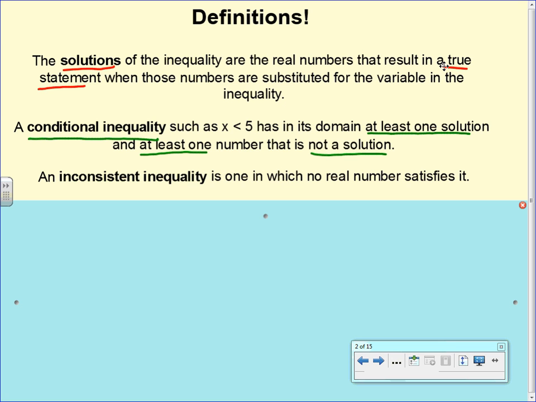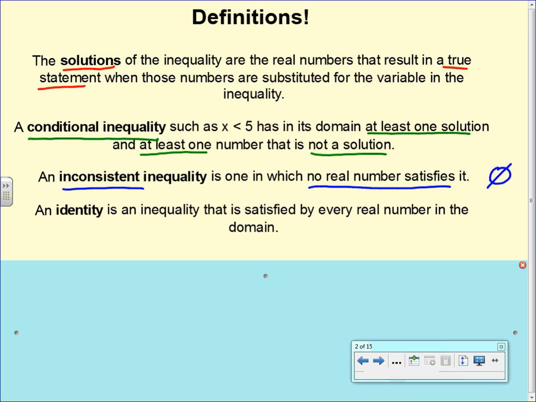Inconsistent inequality. An inconsistent inequality is such that there are no real numbers that make a solution. So if you get an answer that is no solution, we call that an inconsistent inequality. And we'll just use this symbol for no solution.